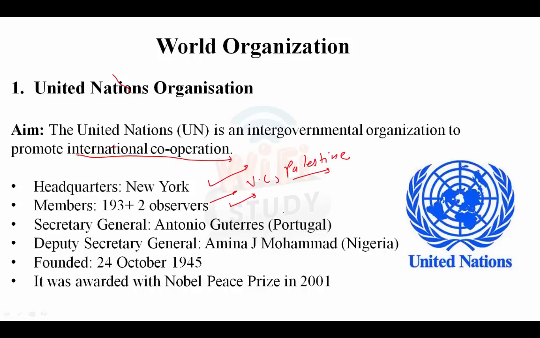The Secretary General is Antonio Guterres, who is from Portugal. The Deputy Secretary General is Amina J. Mohammed, and it was founded on 24th October 1945, and it was awarded the Nobel Peace Prize in 2001. All this information is very important and you have to remember it: its headquarters, members, Secretary General, Deputy Secretary General, its foundation date, and the Nobel Prize in the peace category in 2001.